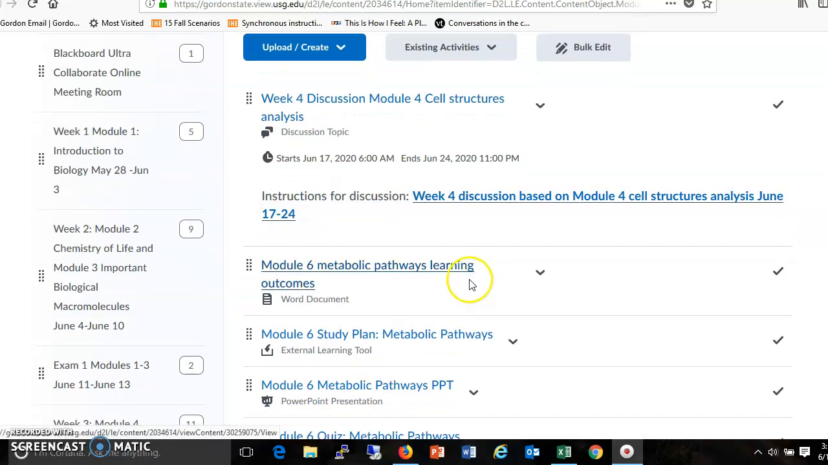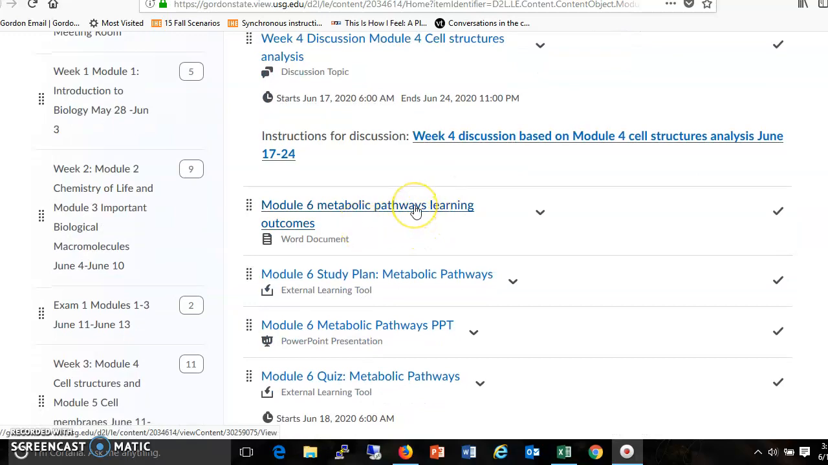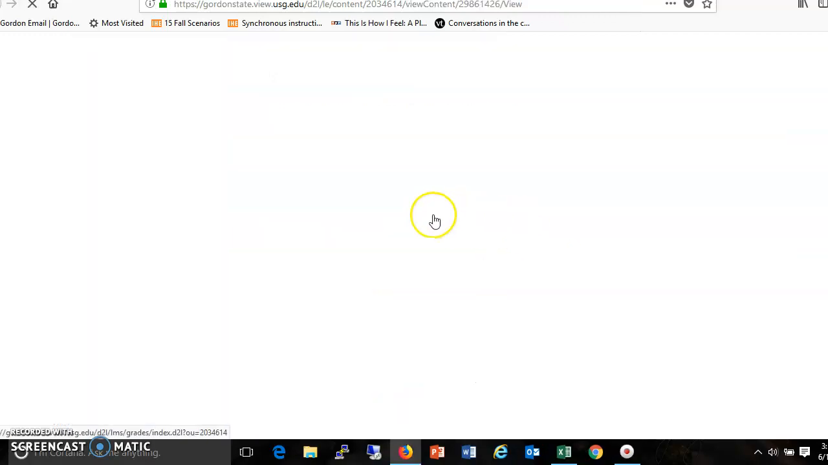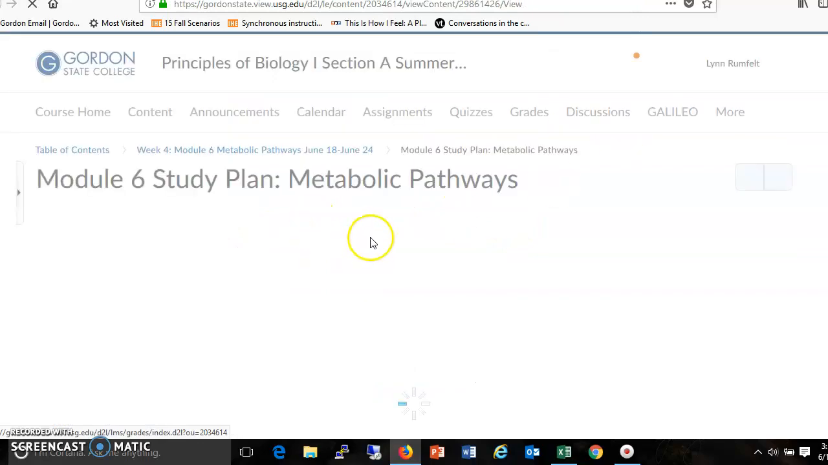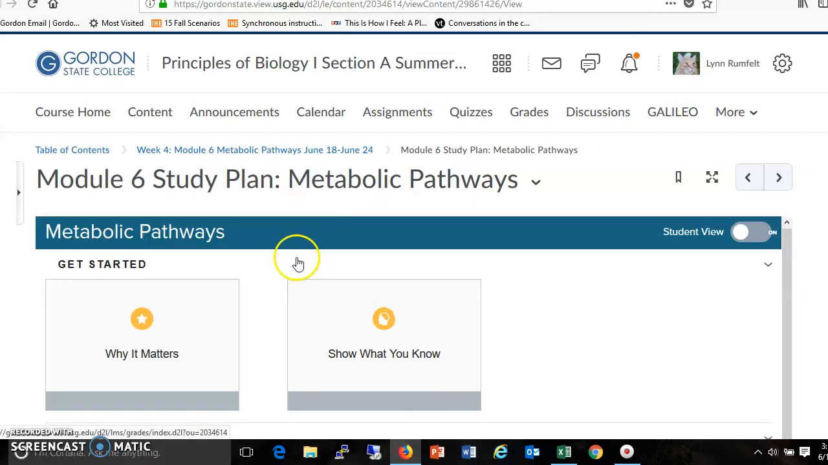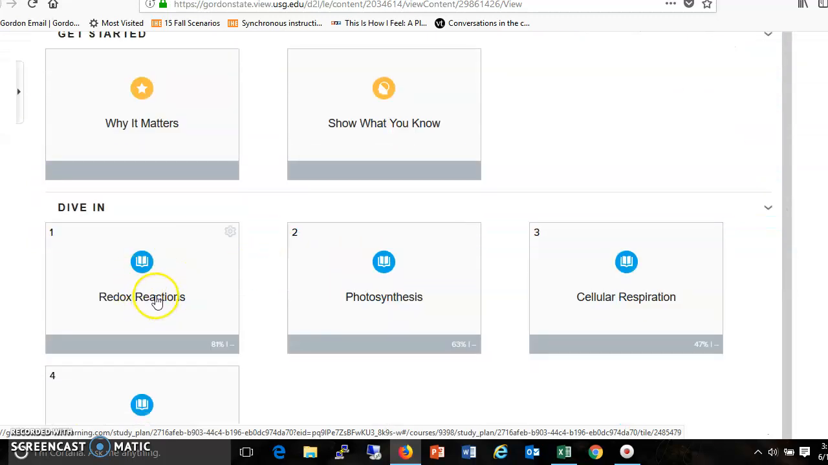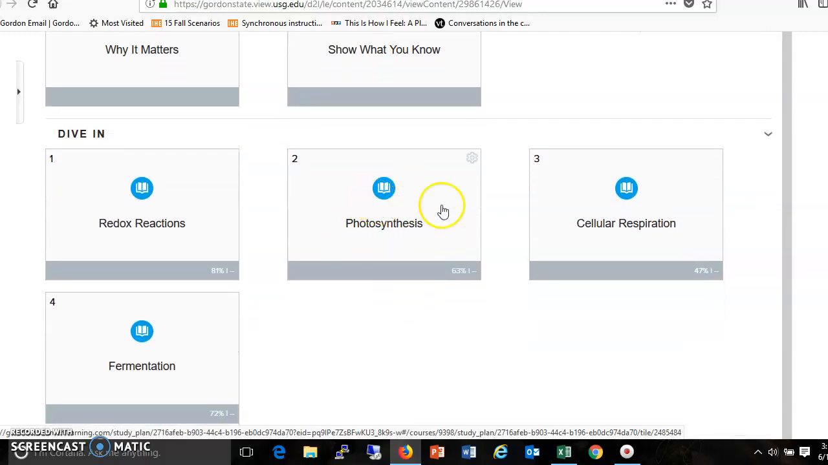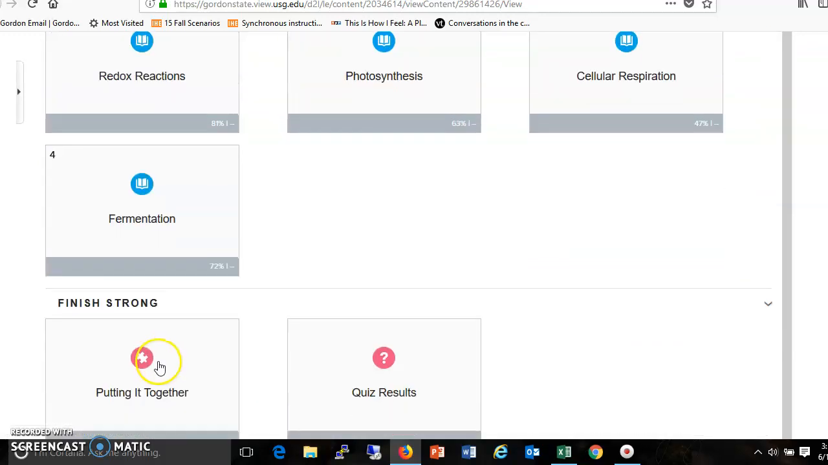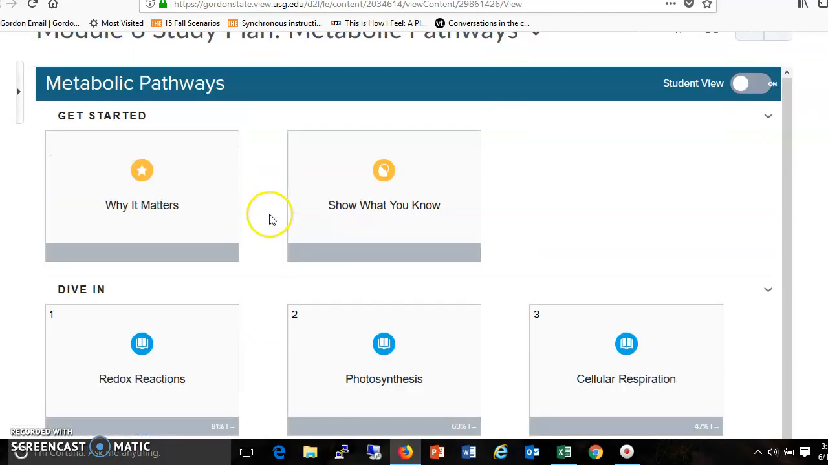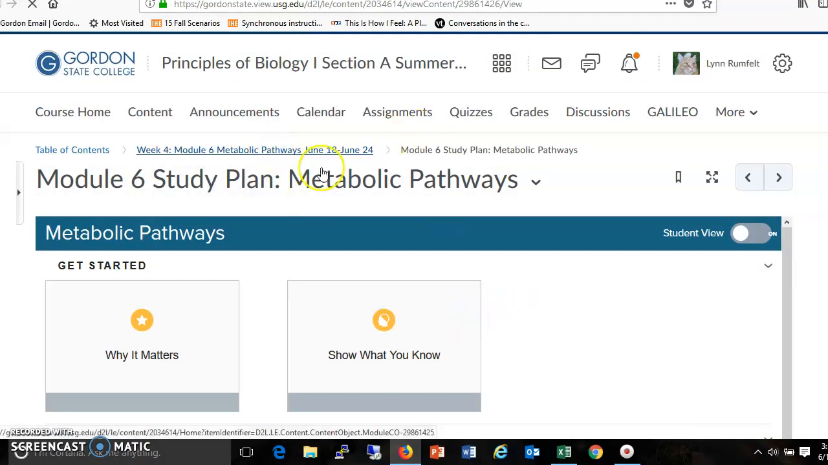There's instructions here. Here are the learning outcomes for module 6, a more detailed step-by-step. Here, of course, is the study plan, and if we go to that, you'll see that it covers redox reactions, which is all about the movement of electrons to produce energy. So that's how we start in both photosynthesis and cell respiration. Use electrons to produce energy, and here's photosynthesis, cell respiration, and fermentation, and then putting it all together. So that's the study plan.